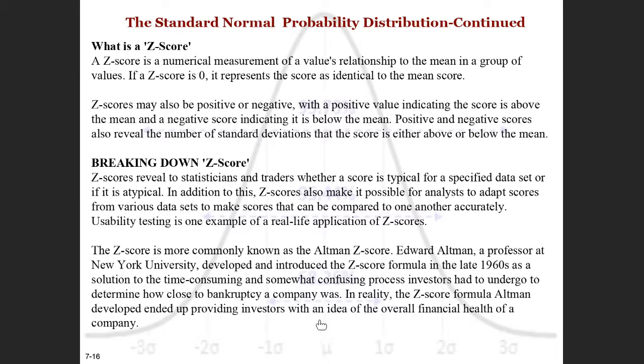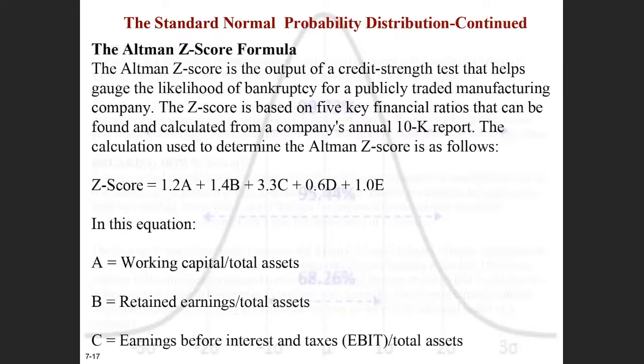So the Z-score is commonly known as the Altman Z-score. Edward Altman, a professor at NYU, developed and introduced the Z-score formula in the late 1960s as a solution to the time-consuming and somewhat confusing process investors had to undergo to determine how close to bankruptcy a company was. In reality, the Z-score formula Altman developed ended up providing investors with an idea of the overall financial health of the company. Any questions about the Z-score? No? All right, we'll continue.